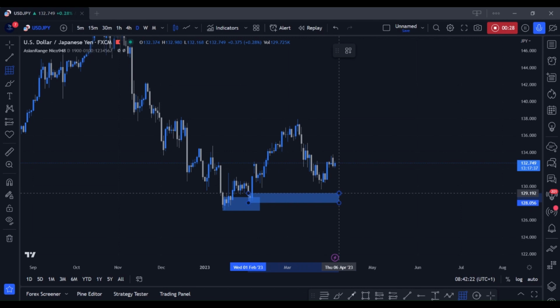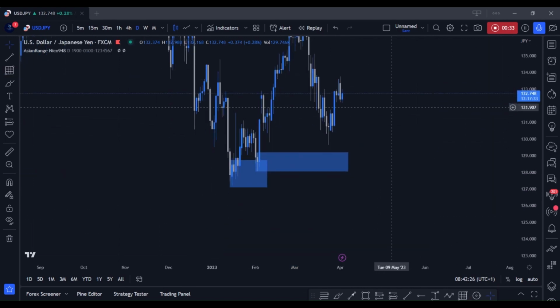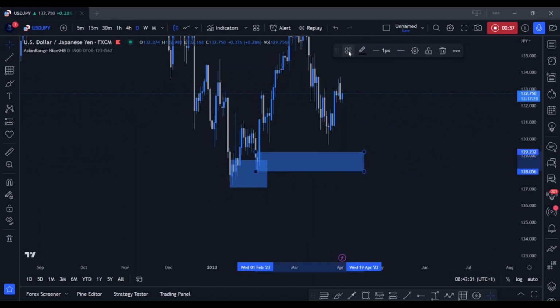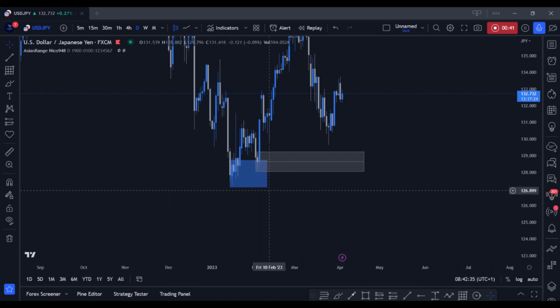And our next target here is this area, as you can see here. So this is the area that we're expecting price to drop to. So we're going to leave that as an open, unmitigated area. So this is a higher time frame mitigation that we're looking at so far.